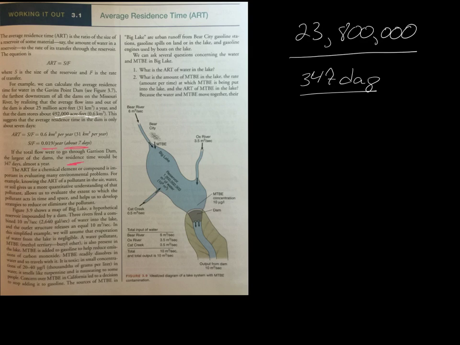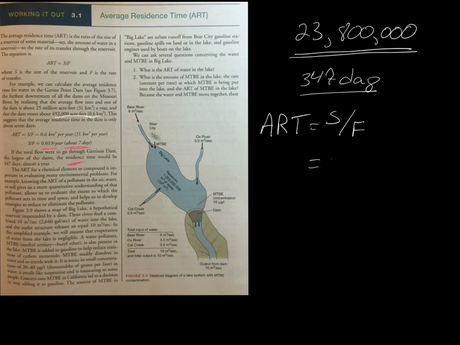And how would you do that? You would just set it up just like you did with the previous problem. You would take ART, which is equal to the total reservoir, which is S, divided by the rate of movement. The rate of movement stays the same. And so you'd have, instead of 492,000 acre feet, 23,800,000, and then you divide it by 25 million acre feet, and you'd end up, well, let's go ahead and do it.